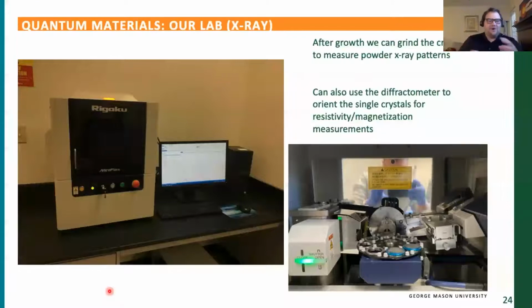This is really where kind of the art of crystal growing comes into play. And so with this machine, beyond checking that our crystals are of the correct phase, we can also set this up to check the orientation of our crystals.